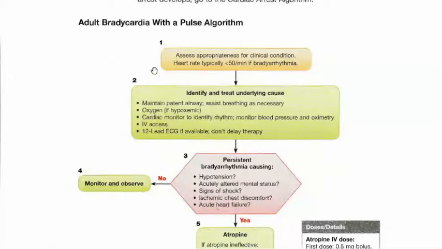A for the airway. So maintain patent airway. Okay, and B for breathing. Assess the breathing and give oxygen if this patient is hypoxic. Okay, also monitor the oxygen saturation. Then cardiac monitor to identify the rhythm. Monitor blood pressure and oximetry. Okay, then intravenous access and the 12 lead ECG if possible. That's very nice. And then look at the signs and the symptoms of bradyarrhythmia.